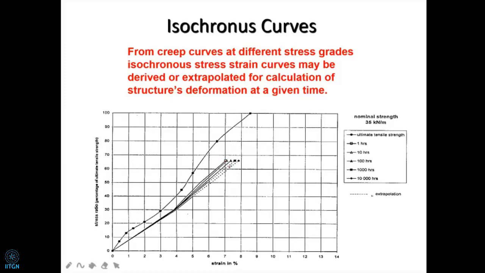So the first line is going to be ultimate tensile strength. The second line is going to be 1 hour. The third line is going to be 10 hours, and then finally this is going to be 10,000 hours. That means 400 days basically. So like this, our results are going to come.